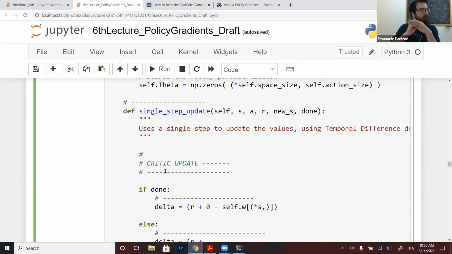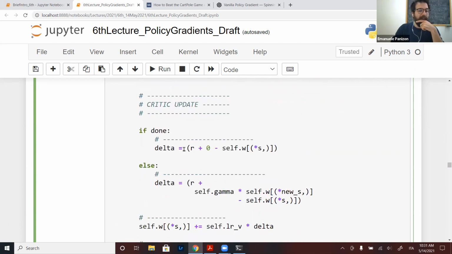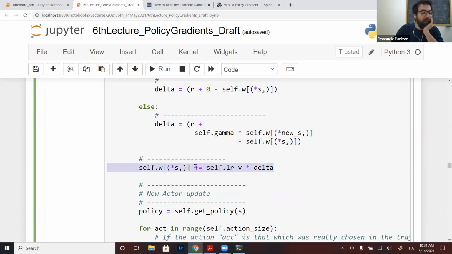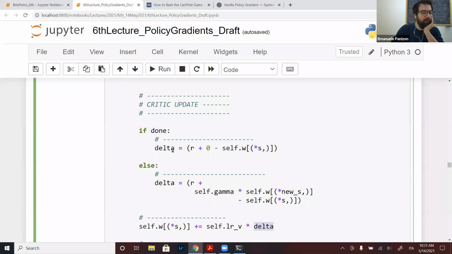We have to divide it into, first the critic update, and then the actor update. The critic update, we already know how to do it. The delta is equal to R, the instantaneous reward, plus 0 minus the value if we are done. And if we are not done, it is R plus the discounted future value minus our value. Okay, this is as always. Then I update the value for the state I'm in using the corresponding learning rate multiplied by the delta. So this delta is the normal TD error.